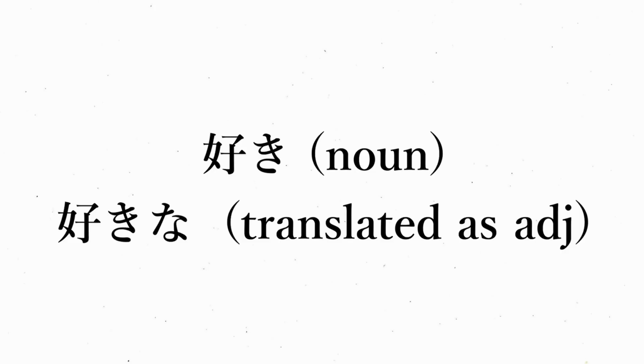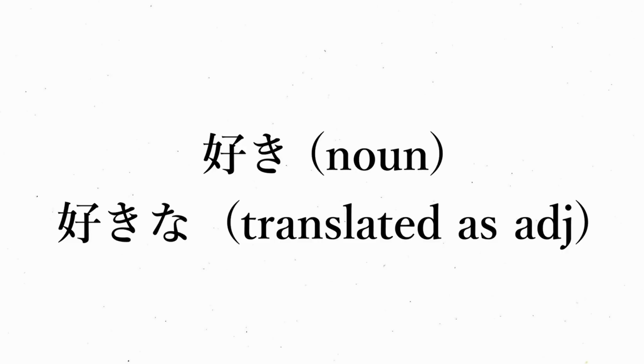The final common use of ni is with na adjectives. If you put ni next to a na adjective, it turns it into an adverb. Let's talk about na adjectives for a little bit, because na adjectives technically aren't adjectives, they're nouns. They're just called adjectives in English because they're translated like adjectives. The word I said earlier, suki, that is called a na adjective in a lot of Japanese classes and textbooks.